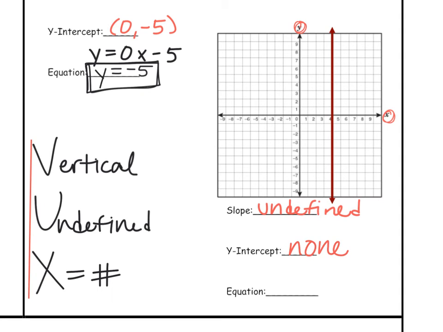And the equation is going to be x equals whatever number x always is at. What number is it at on the x-axis, guys? 4. So it's going to be x is equal to 4. That's your equation. It's different than the ones that you've seen so far.